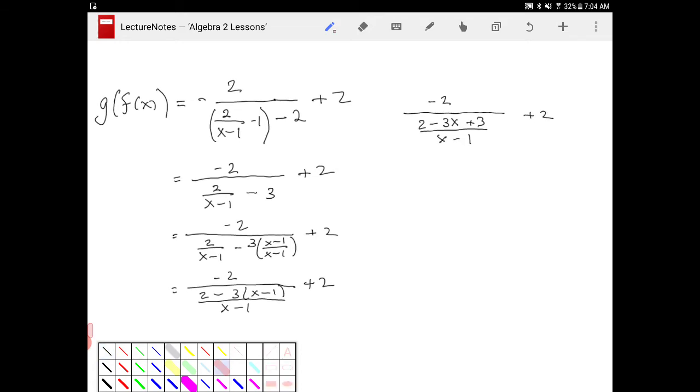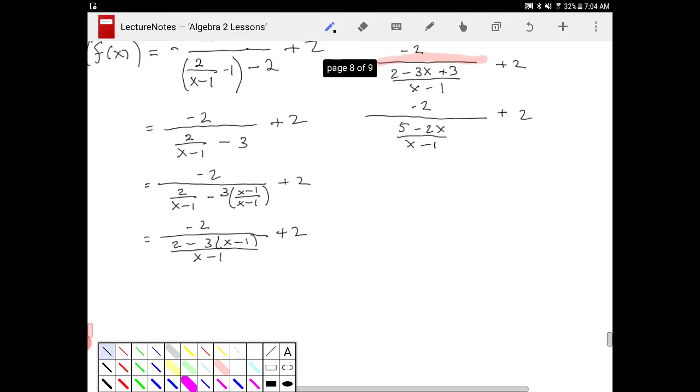When you are doing this, make sure that you draw this fraction bar large enough to distinguish between what's actually the numerator and what's actually the denominator. I've seen a lot of students in the past who draw a fraction bar not long enough, and then they get confused as to which one is the real numerator and which one's the real denominator. Anyway, this becomes negative 2 all over 5 minus 2x all over x minus 1. Remember, calm and methodical, okay?